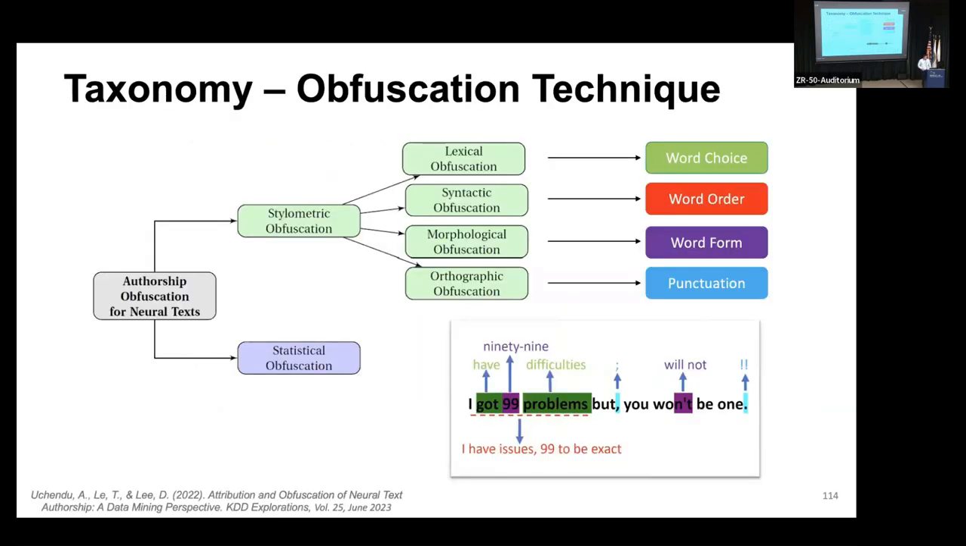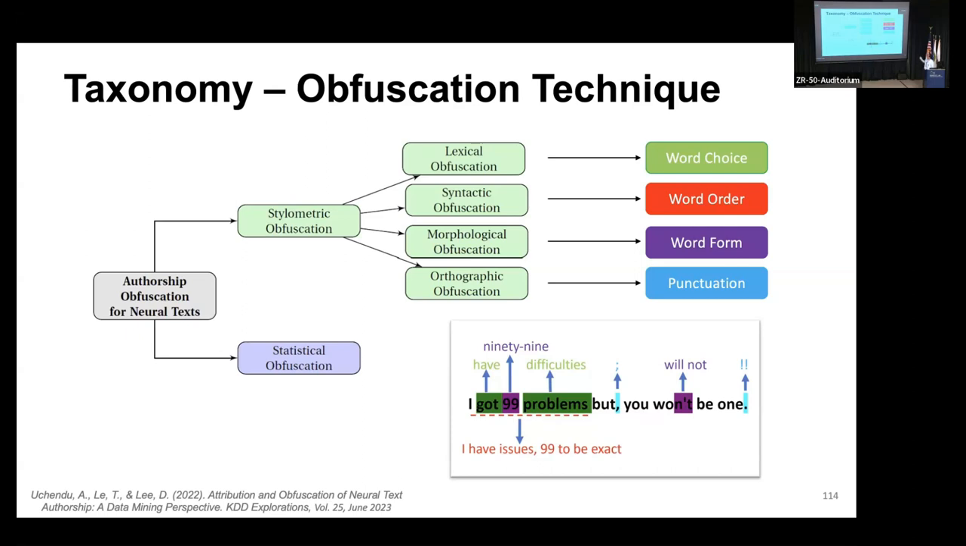There are a lot of obfuscation techniques in the existing literature, similar to detection. We can formulate authorship obfuscation for neural text, or machine-generated text, into two main groups. The first group is stylometric obfuscation, and the second group is statistical obfuscation. Under stylometric obfuscation, we have different types. The first one is lexical. Lexical deals with word choice. For example, in the sentence, I got 99 problems, but you won't be one, lexical obfuscation means instead of using the word got, we replace it with the word have. Instead of using the word problems, we replace it with difficulties.